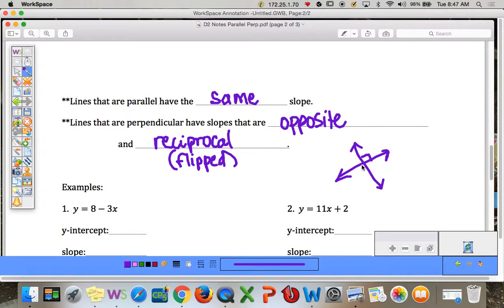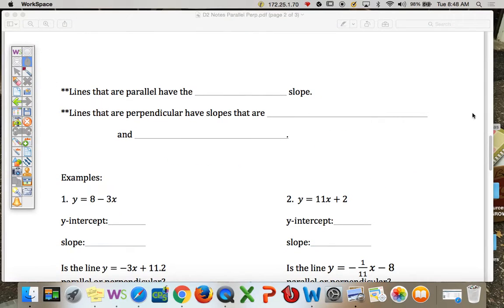So an example is, if this one slope is like 2/3, then the other slope, so one slope is positive, the other slope has to be negative, and you flip the fraction. So negative, and if we flip 2/3, we'll get negative 3/2. Okay, so again, lines that are parallel have the same slope. Lines that are perpendicular have slopes that are the opposite reciprocal. They're flipped and the opposite sign.